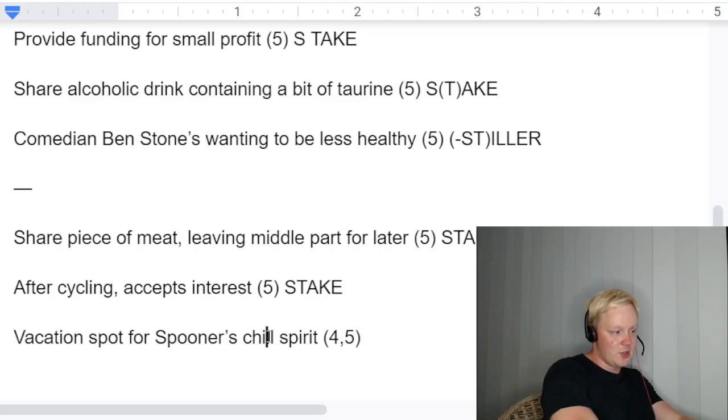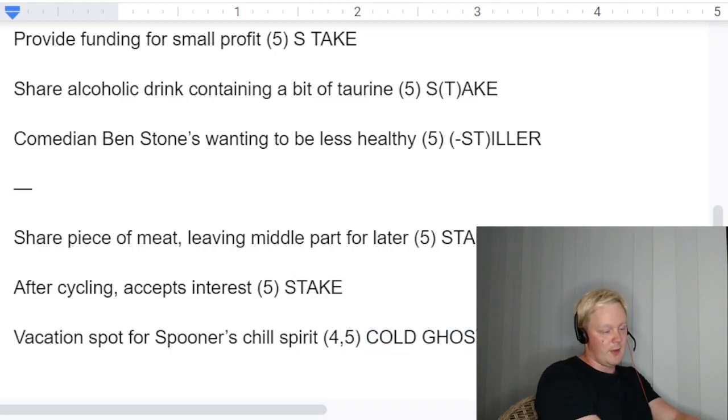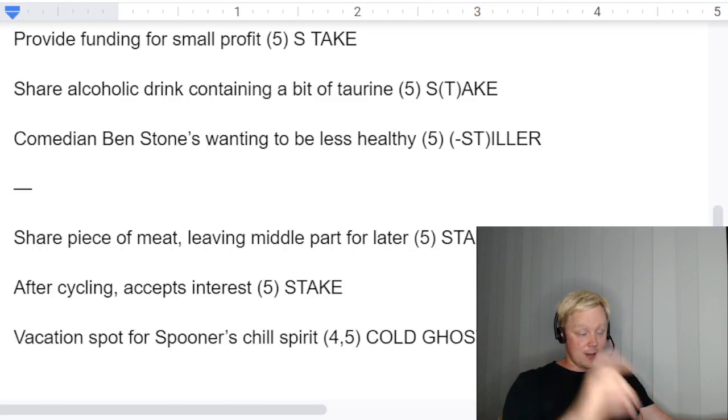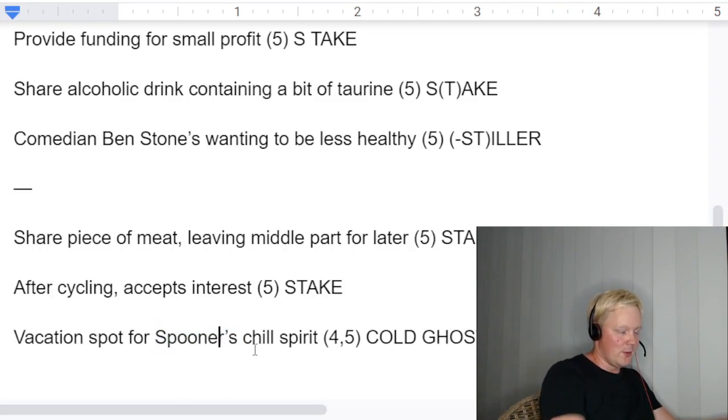So for example, here we have chill. Chill is cold. I should read the clue. Vacation spot for Spooner's chill spirit. So chill is cold. A spirit is a ghost. You spoonerize cold ghost, you get Gold Coast, which is a vacation spot. So that's how spoonerism works. You just swap the beginnings of two words. And yeah, pretty much always with this Spooner's indicator.